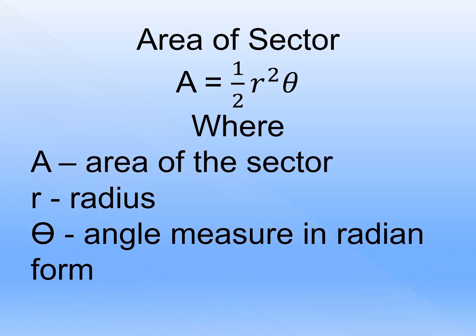Now, to find the area of the sector, we have A is equal to 1/2 r squared theta, where A is the area of the sector, R is the radius, and theta is the angle measure in radian form.